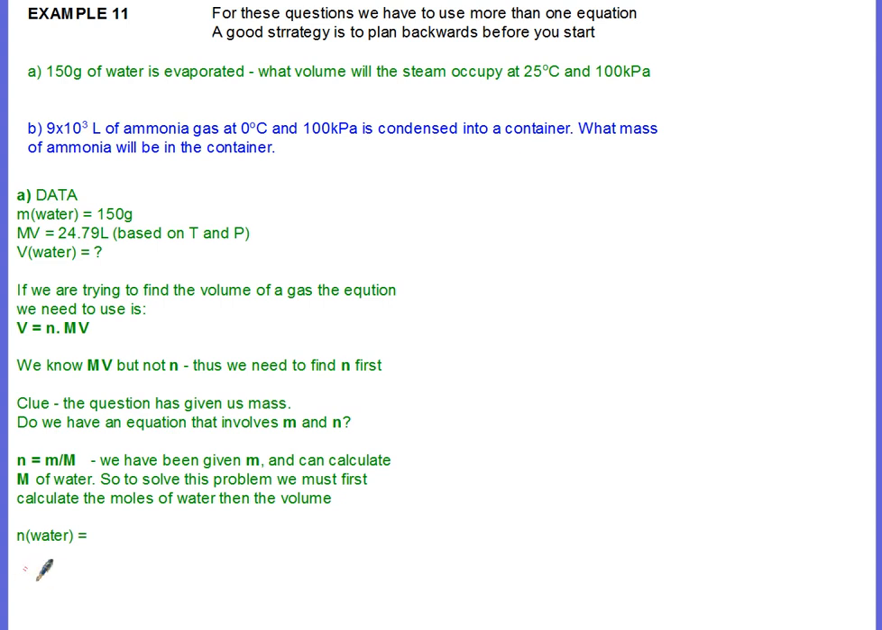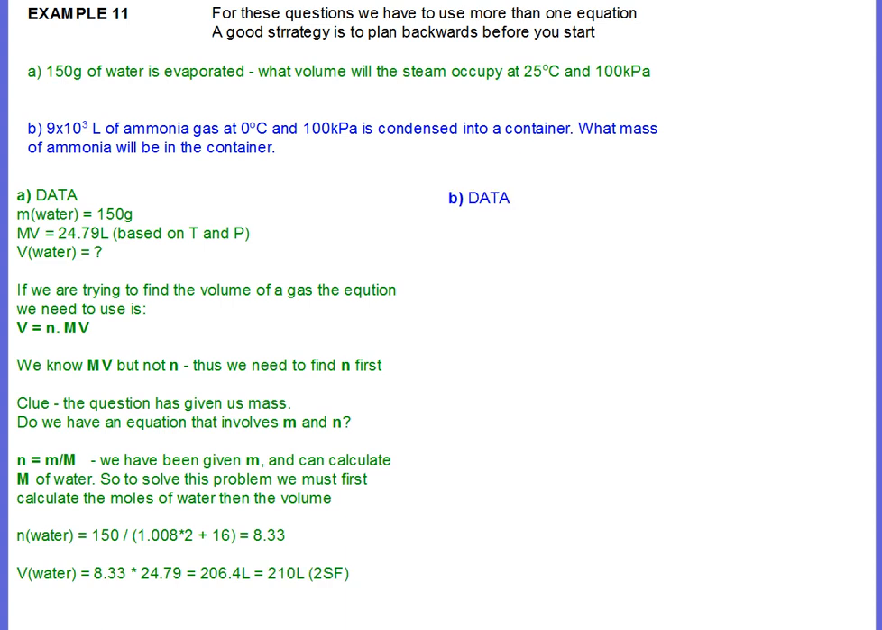So first step, how many moles of water do we have? Well, number of moles equals mass over molar mass, which is 150 grams, which we've been given, divided by the molar mass of water, which we can calculate, and that tells us we've got 8.33 moles of water. And now we can calculate the volume. Volume equals number of moles times molar volume, which is now this 8.33 value we just calculated, times 24.79, and that tells us we've got 206.4 litres. But let's look at our data. 150 grams, two significant figures, and therefore our answer has to be to two significant figures.